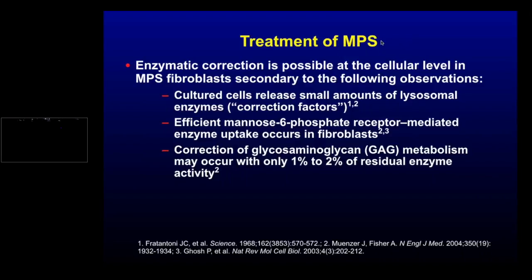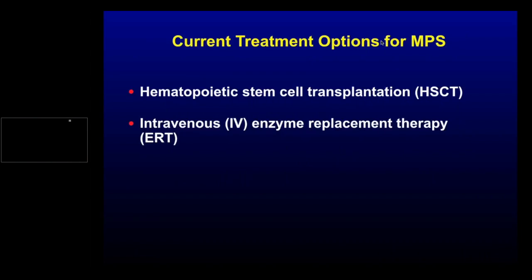My mentor, Liz Neufeld, recognized that cultured cells release small amounts of lysosomal enzymes. She initially called these correction factors and then recognized later they're really due to the lysosomal enzymes coming out of cells. It's also important to realize there's a very efficient mannose-6-phosphate receptor-mediated enzyme uptake that occurs in fibroblasts. And probably the other hallmark of this disorder is that you only need 1 or 2% residual enzyme activity to correct the GAG metabolism in a given cell. So you don't need a lot of enzyme, and that's why these disorders are much more amenable to treatment than others.